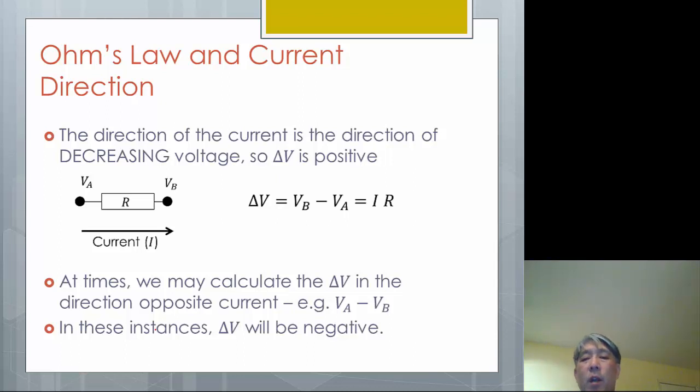If for some reason at times we are calculating delta V in the direction opposite current, and there will be a time that we will do that when we talk about Kirchhoff's laws, in those instances, delta V will be negative because we are going against the current.